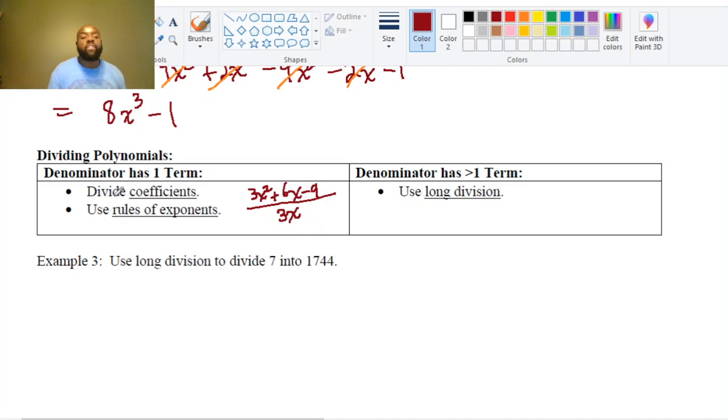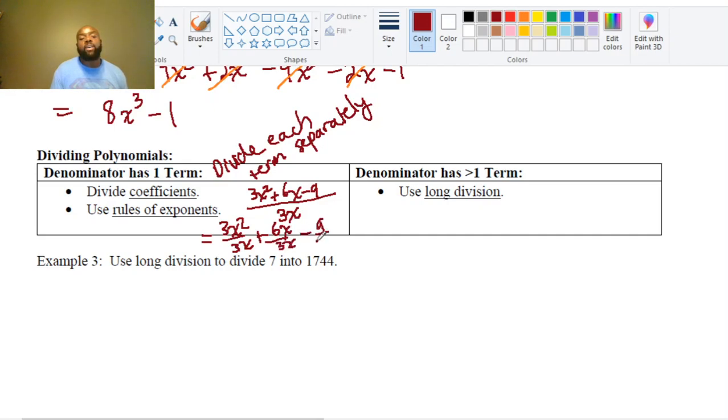What we're going to do is divide the coefficients and use our rules of exponents. I want to be clear, right? You can divide each term separately, because your denominator only has one single term separated by a multiplication. And so what we can do here is write that as 3x squared over 3x plus 6x over 3x minus 9 over 3x, right? And that's going to give me my solution.